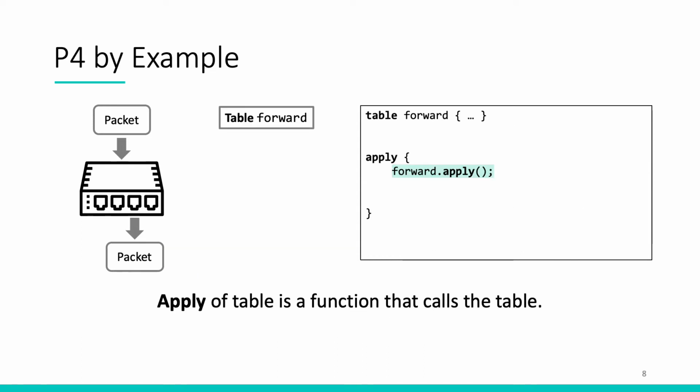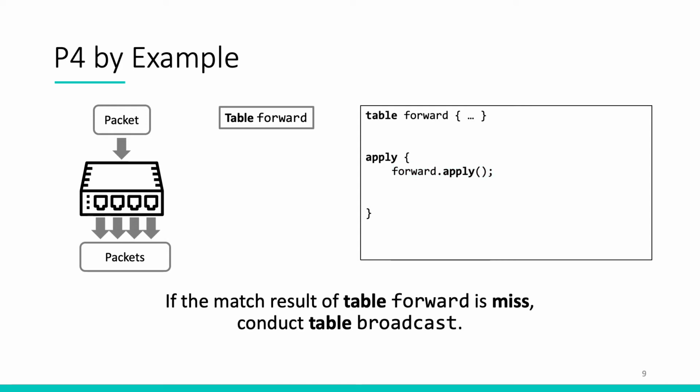After the definition of table forward is complete, the programmer writes the call of the table. Apply is a member function that calls the table. Now we have finished writing the table forward, but the programmer wants to add one more function, broadcasting, that is, forwarding the packets to all ports. If the match result of table forward is miss, the network switch will execute table broadcast.